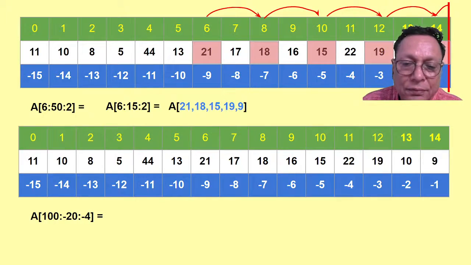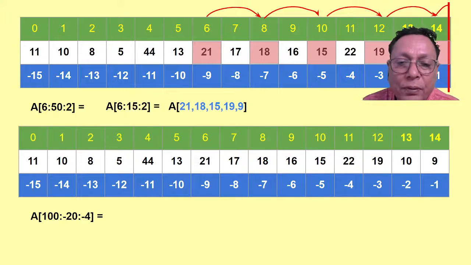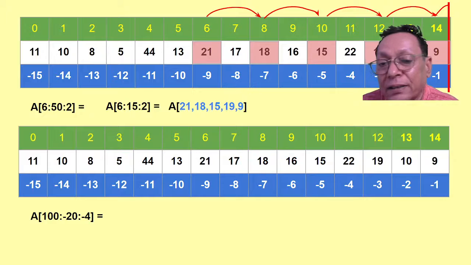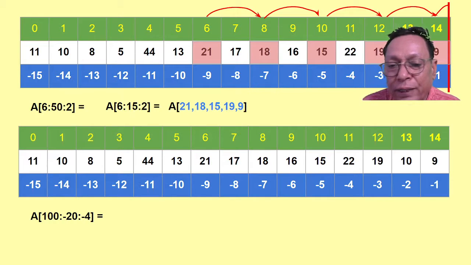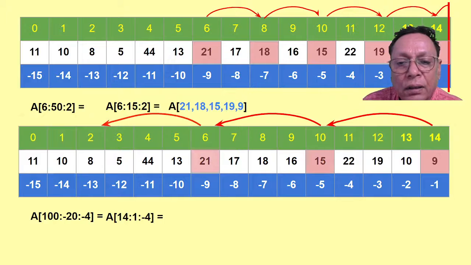And what if we have 100 as the starting index, which is not in the list, and minus 20, which is again not in the list. So the starting index, obviously, is because we will have to move right to left. So the start will be 14, or maybe 15, but the last index is 14. So we'll have to move from 14 till the last or the starting index.